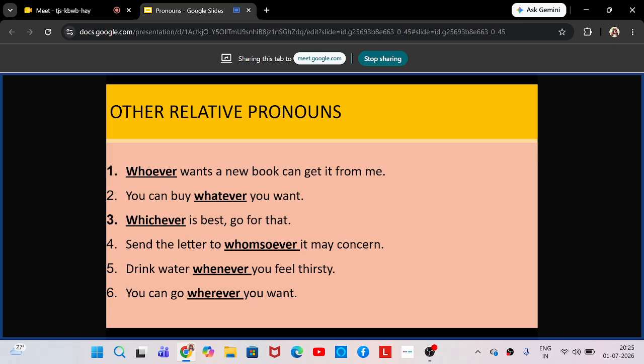You can go wherever you want. எங்க வேணும்னாலும் உனக்கு போகலாம். நீ எங்க வேணுமோ அங்க போய் வா.